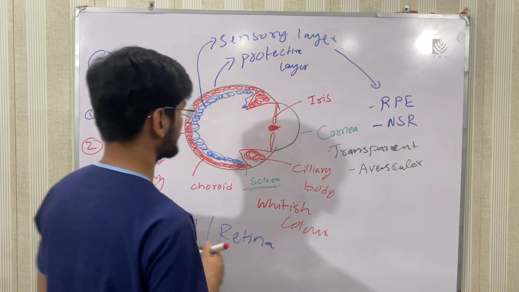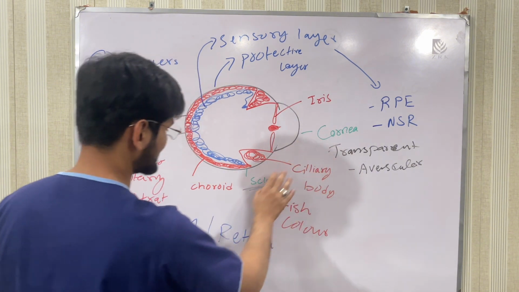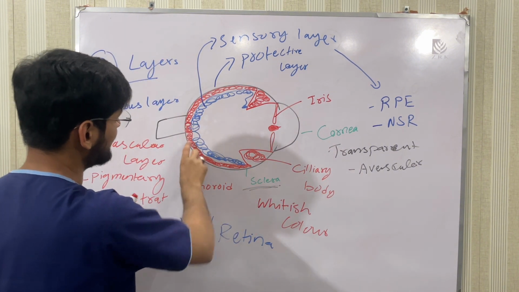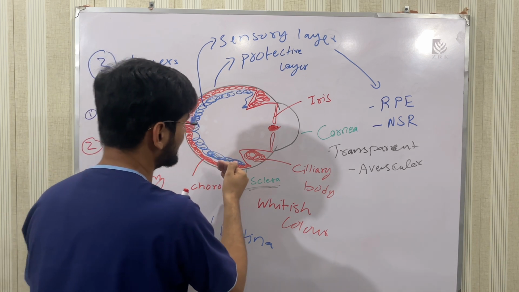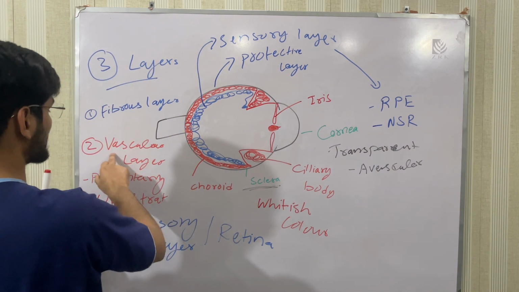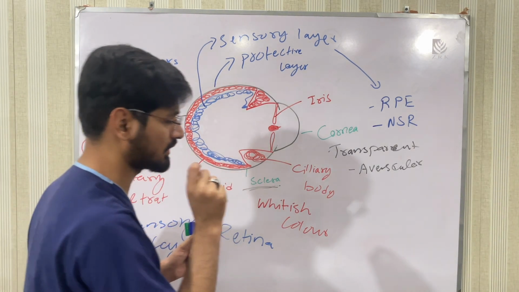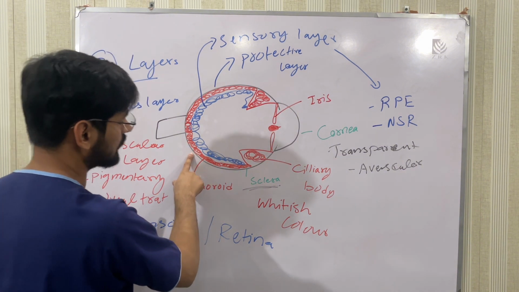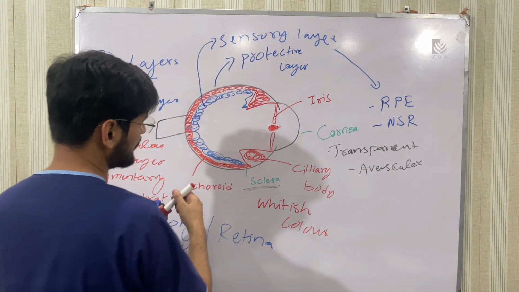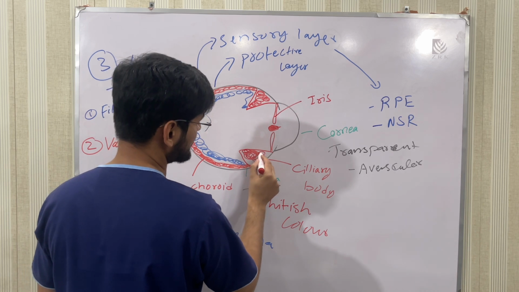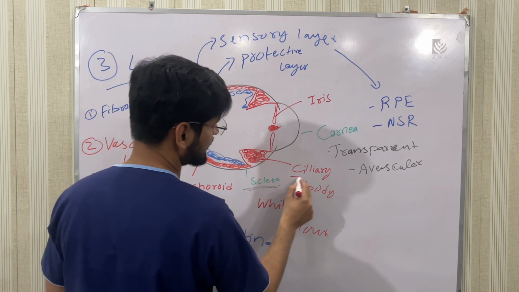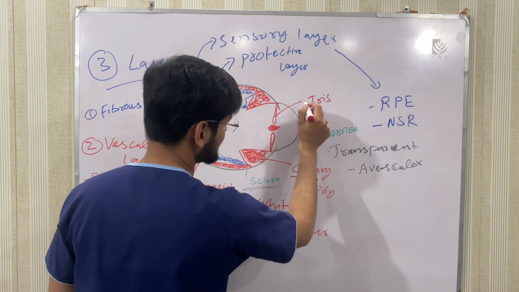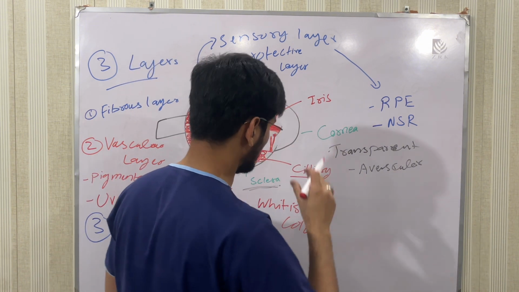So we discussed cornea, we discussed sclera, and now we are going to the second layer beneath the protective layer. This layer is called the vascular layer, a highly vascular layer. The posterior part of this layer is called choroid, this triangular structure is called ciliary body, and this diaphragm is called iris, which gives color to our eye.